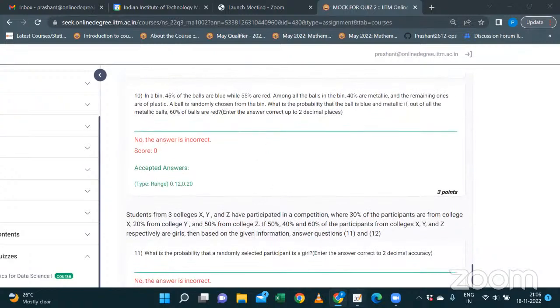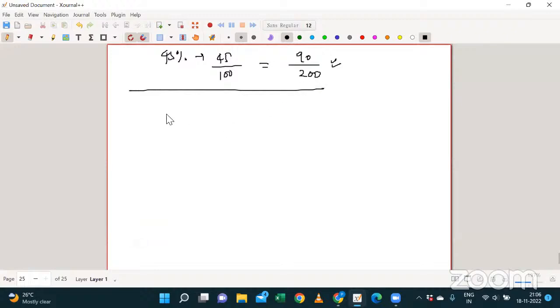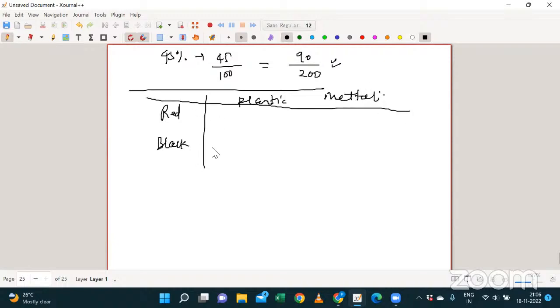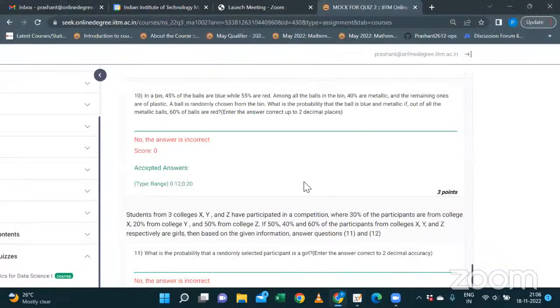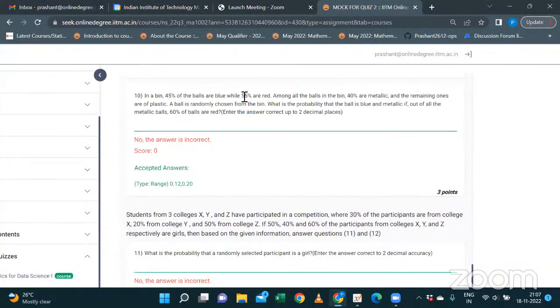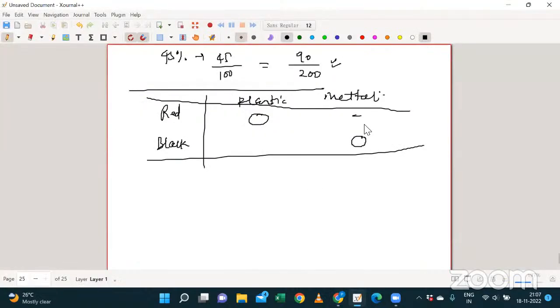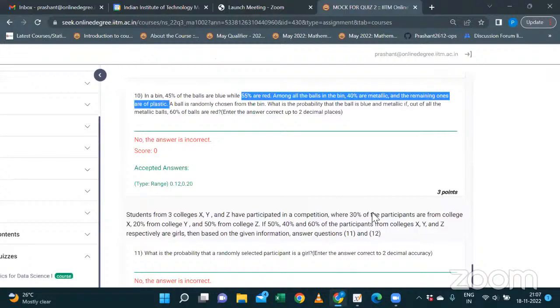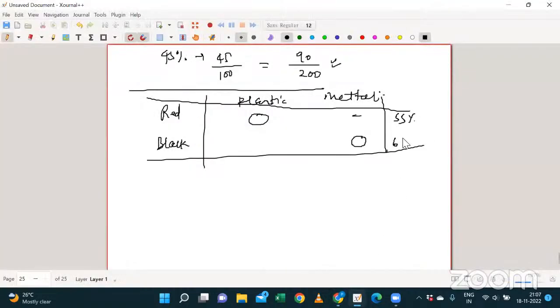This one? No, it's simple. Create a contingency table with rows and columns, like red and blue, black, and plastic and metallic. First you have to find all the values. Suppose this is given to you, this is given to you, and this you have to find. Total is also given, right? The given balls are 60% red balls, so it was a given probability. Here red are given as 55%, so this is 55% and this is 45%. Similarly metallic and plastic. So you can make the things.